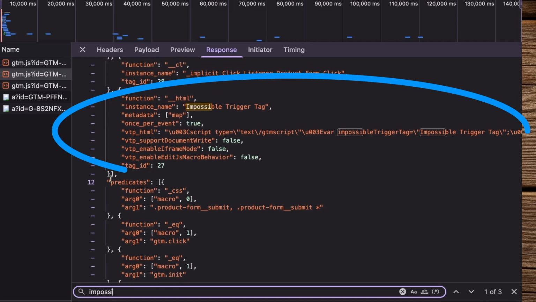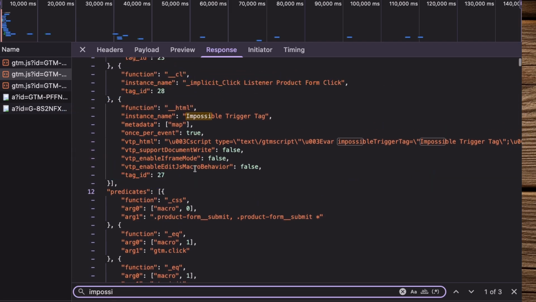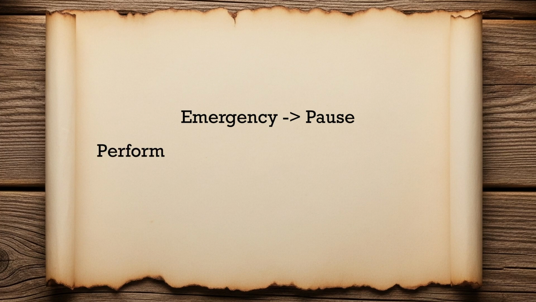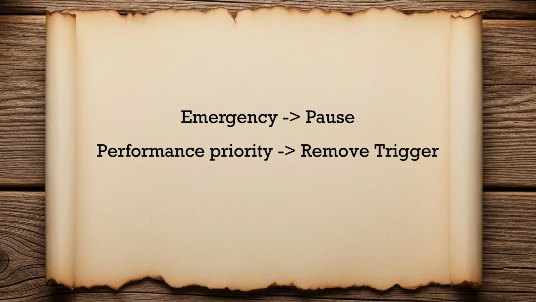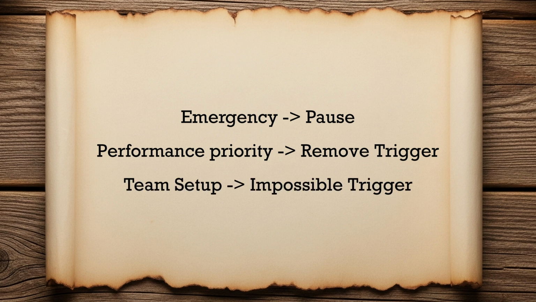There is no single best option. There is only a best decision rule. If the change is urgent or temporary, pause the tag. If the tag is huge and you don't want to waste resources, remove the trigger. If the tag should remain visible but inactive by design, use an impossible trigger and label it clearly.